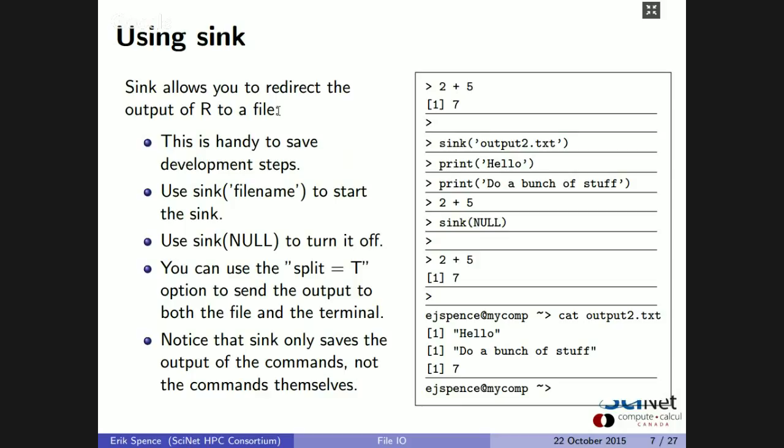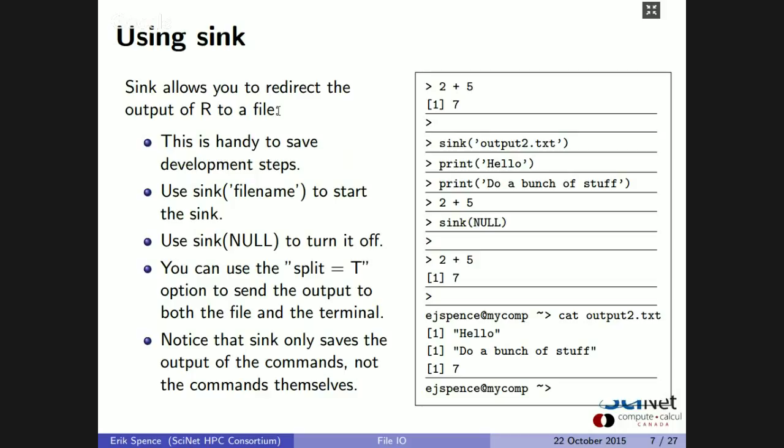And you can see what was put in the file by either cat or less or whatever your favorite command is for looking at the contents of a text file. And here they are. One, hello. That goes with this one. Do a bunch of stuffs up here. 2 plus 5 is indeed 7.